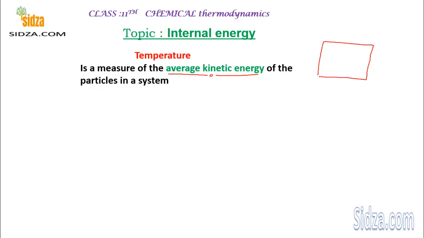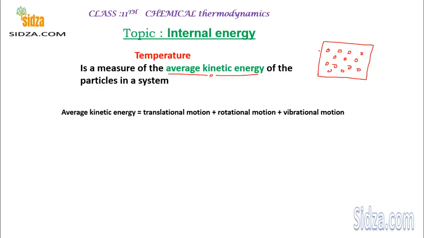For example, this is our system here, and these are the constituent particles of the system. The different types of motions associated with these particles can be a translational motion, a rotational motion, or a vibrational motion. Means the particles can move from one position to another position. The particles can rotate also, and particles can have a vibrational motion to and fro. And when we measure the temperature, actually we measure these types of motions.